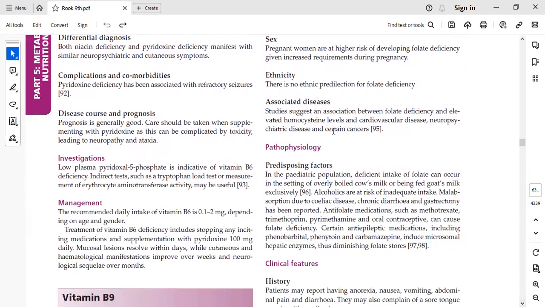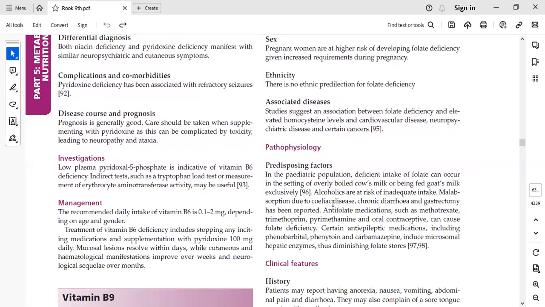Again, the associated diseases include elevated homocysteine levels, as I mentioned, that it acts as a coenzyme in the various processes, out of which one is the conversion of homocysteine into methionine. And if there's deficiency of folate, because active form is tetrahydrofolate, deficiency of tetrahydrofolate results in decreased conversion of homocysteine into methionine. There's accumulation of the homocysteine in the level, resulting in homocystinuria.